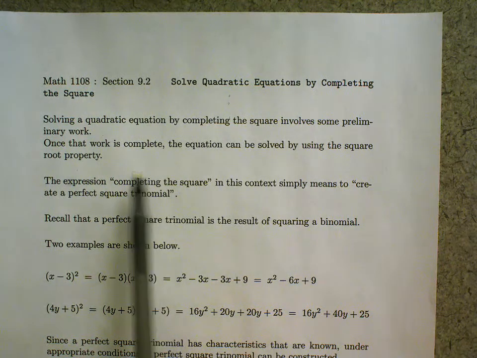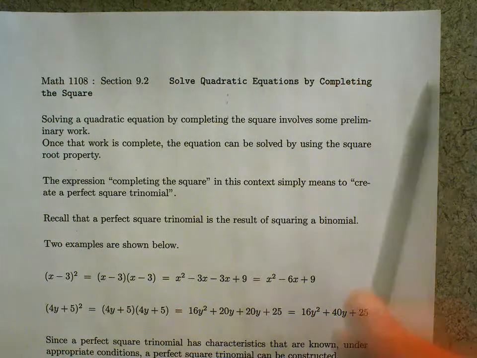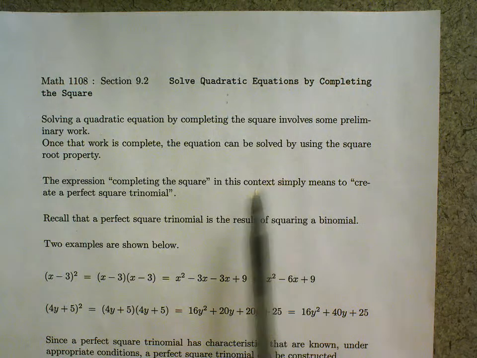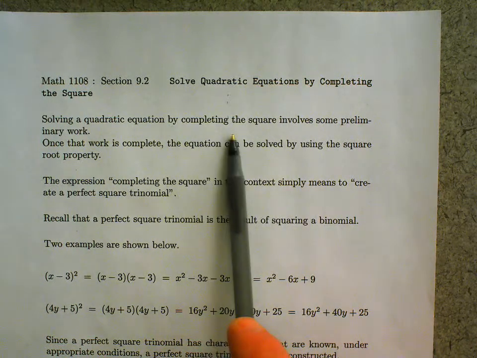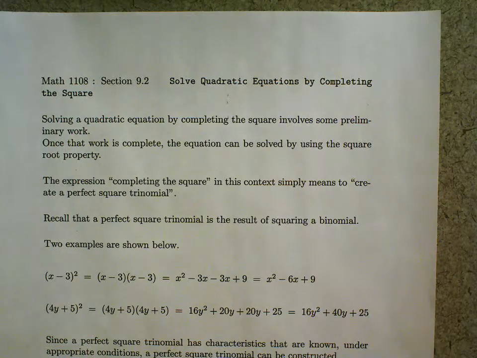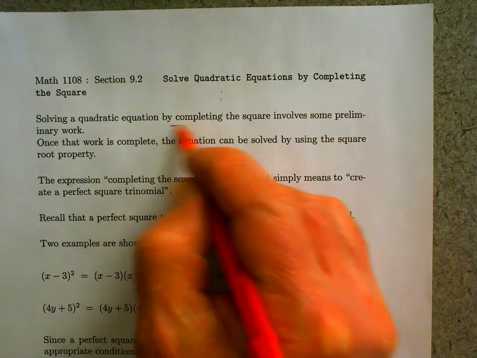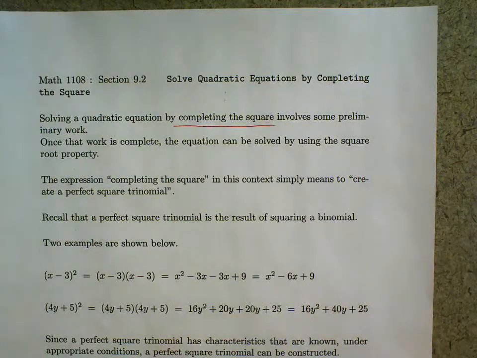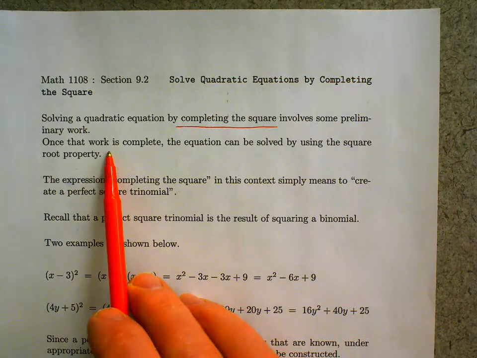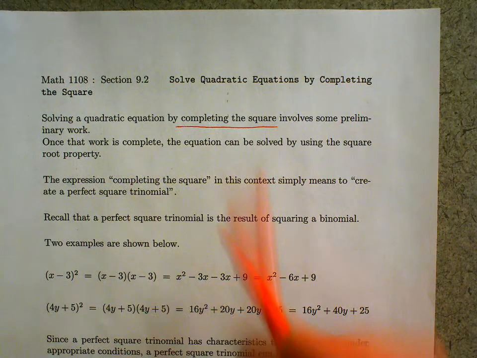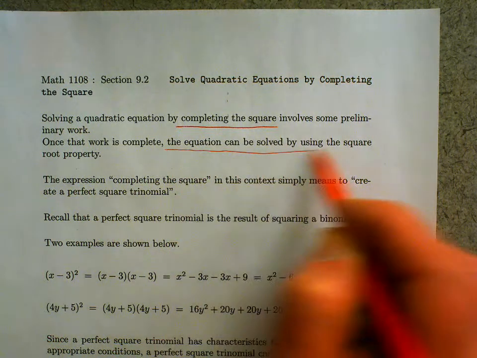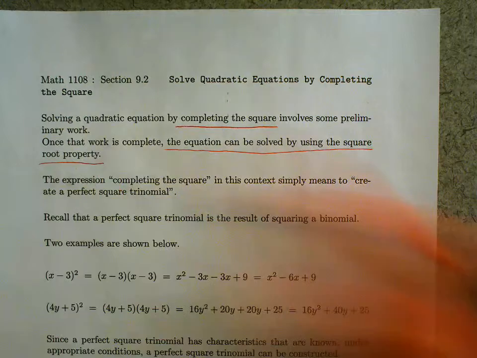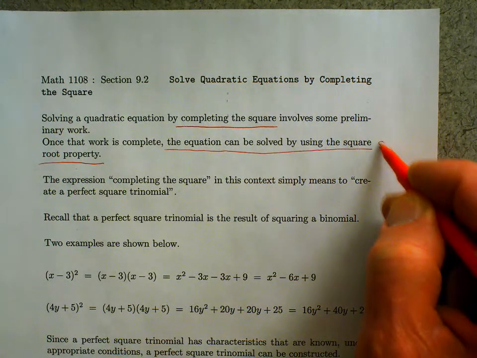So here's a description of the completing the square method. Solving a quadratic equation by completing the square involves some preliminary work. Once that work is complete, the resulting equation can be solved by using the square root property, which is what section 9.1 is about.